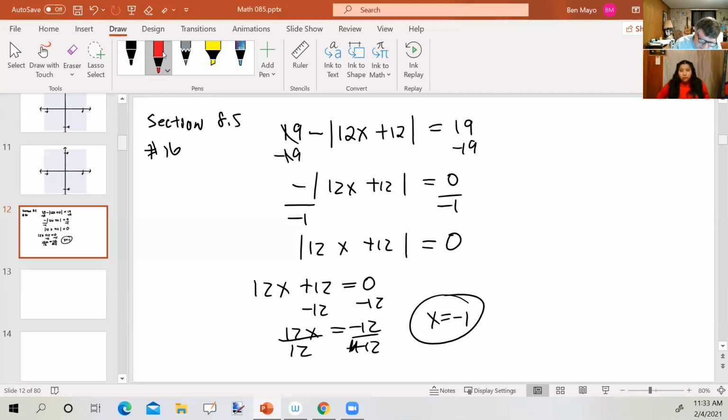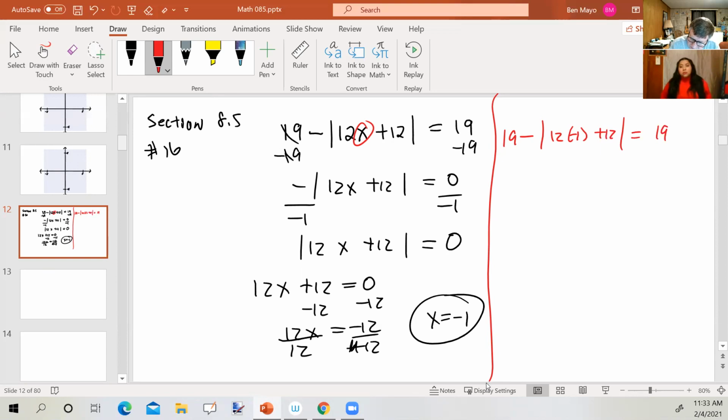Let's put that back into the original equation. So we get the following: 19 minus the absolute value of 12 times negative 1 plus 12 equals 19. Inside the absolute value bars, 12 times negative 1 is negative 12. Negative 12 plus 12 is 0. So we get 19 minus the absolute value of 0, which is 0. So we end up with 19 equals 19. So it checks. That is the one and only solution.